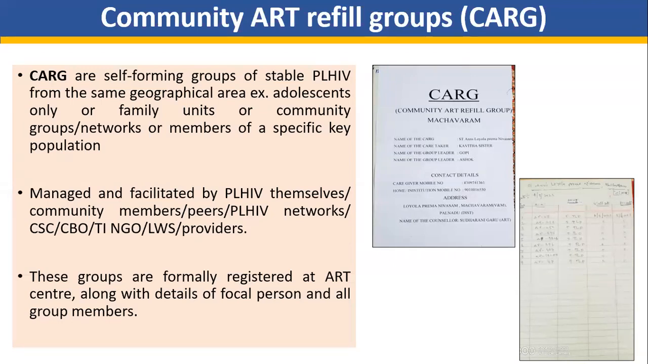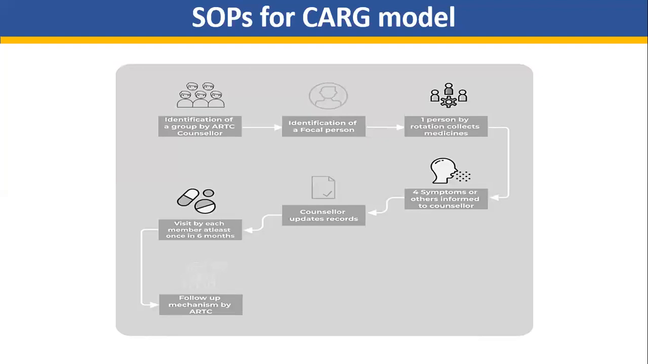Ideally, a group has 10 to 30 members. However, the number may vary based on the local context and may be smaller in rural or hard to reach areas. As I just mentioned, these groups are registered at the ART center along with an identified focal person, and the group members are also identified, and these details are shared when they get registered at the center. And the patient should be willing to be part of this community ART refill group.